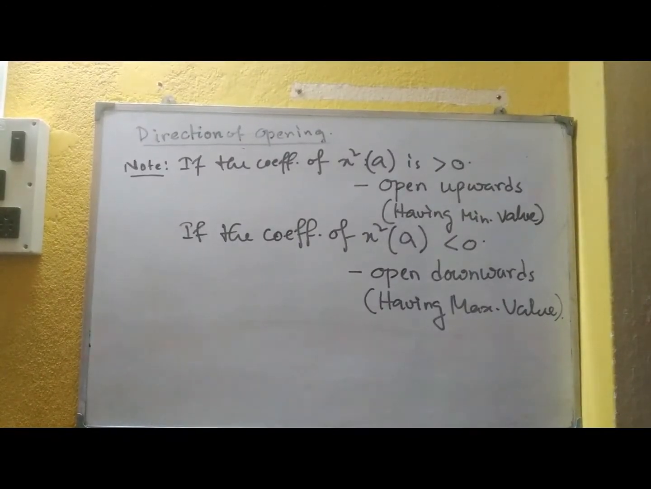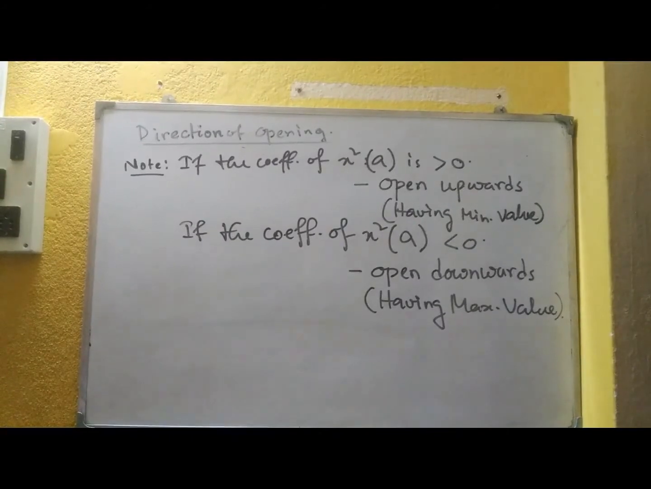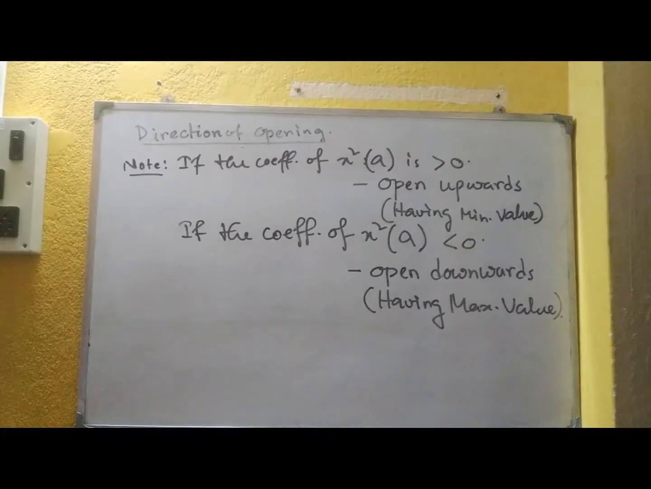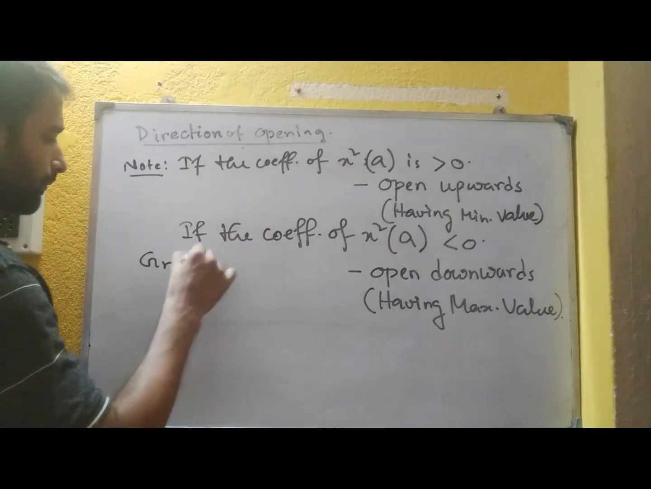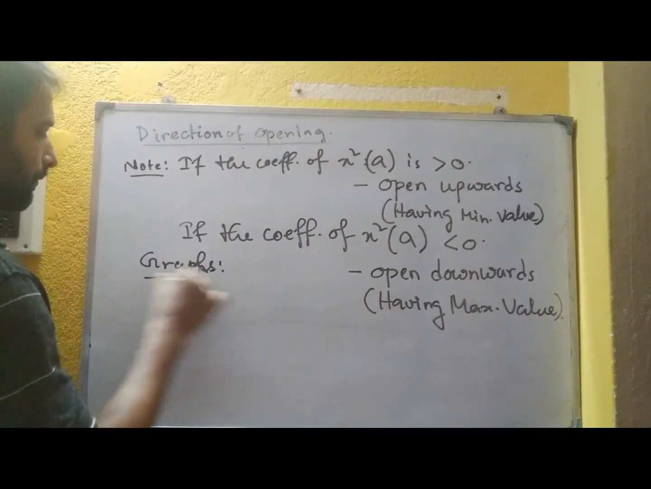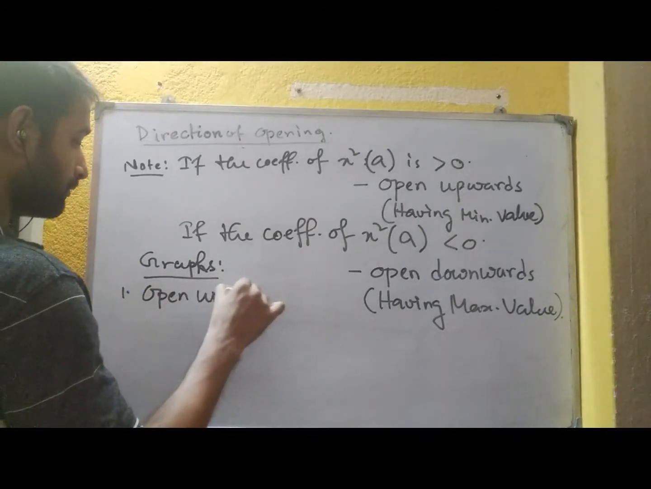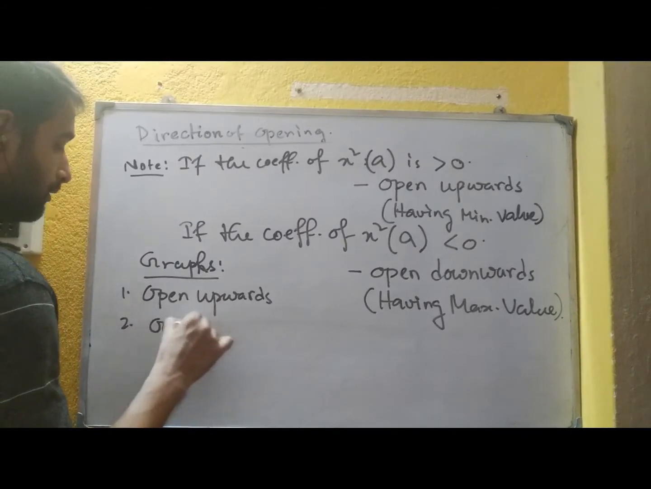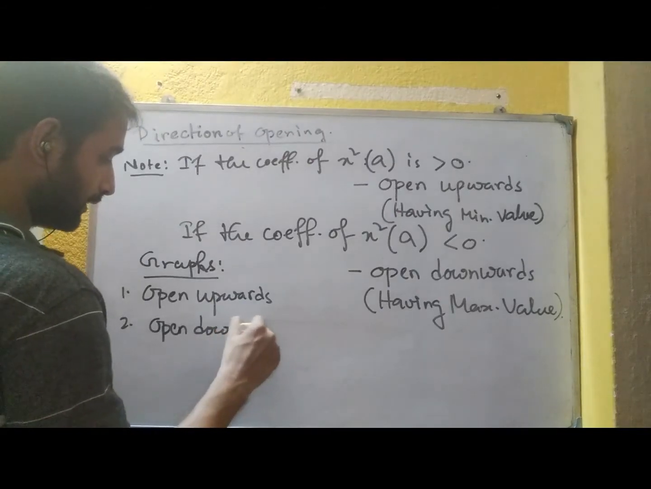So with this we can give 2 graphs which show the 2 properties: either it opens upwards or it opens downwards. So 2 graphs will be shown here. One will be open upwards, and the second will be open downwards. These 2 examples we will give in the next page.